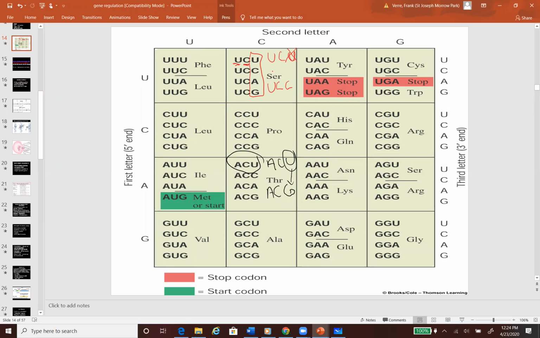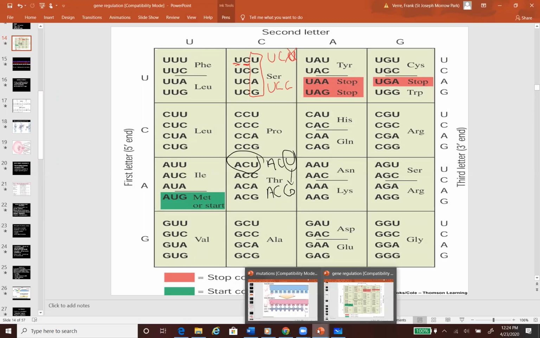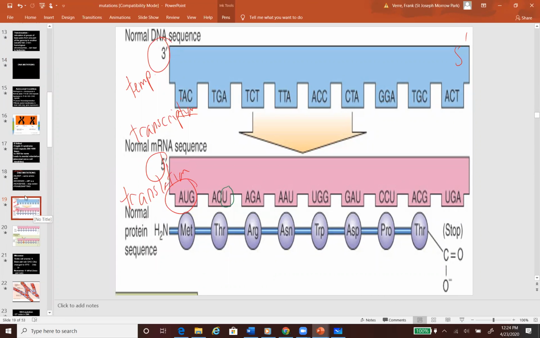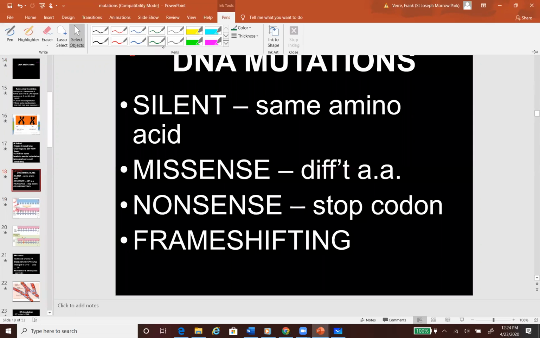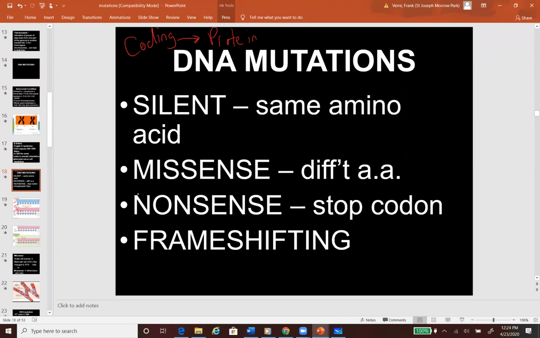So that's called a silent mutation, okay? And that's often the case with the third letter in the codon, all right? By the way, these are what are called point mutations. I should mention that. So silent mutations and missense and nonsense, these are generally what are called point mutations because they happen at a very, very specific point, okay? So that's silent. A missense mutation is when you get a different amino acid.